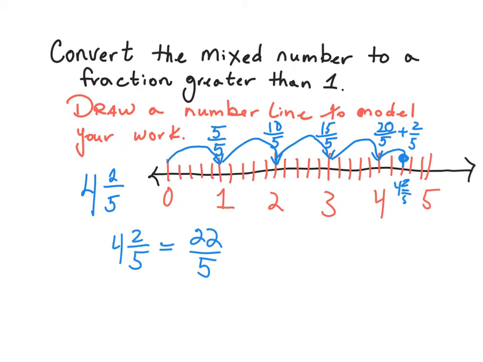So if we actually counted this on the number line, we would end up at 22 fifths. So let's try it. 1 fifth, 2 fifths, 3 fifths, 4 fifths, 5 fifths, and so on, up through 20 fifths, 21 fifths, and 22 fifths. So there it is. That shows that they are equal and 4 2/5 is equal to 22/5.